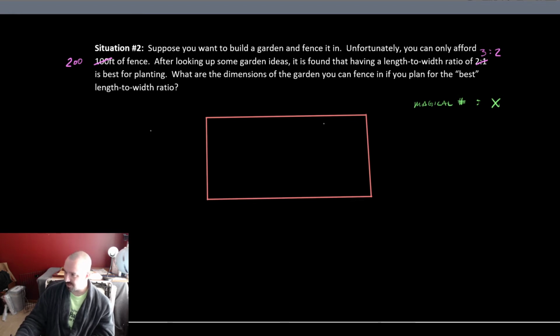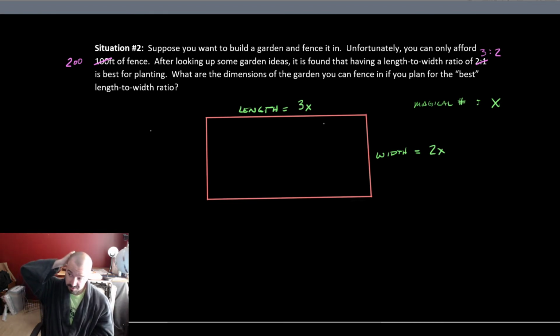All right, so now if this is the length and this is the width, we want to use up all of our fencing, and we know that we have a ratio of 3:2. So let's take this magical number, and let's say that you have 3 of those for the length, and you have 2 of those for the width. Okay, so now, what does this magical number represent? Technically, it's half the width, but we're just going to call it a magical number because we just need something, anything.